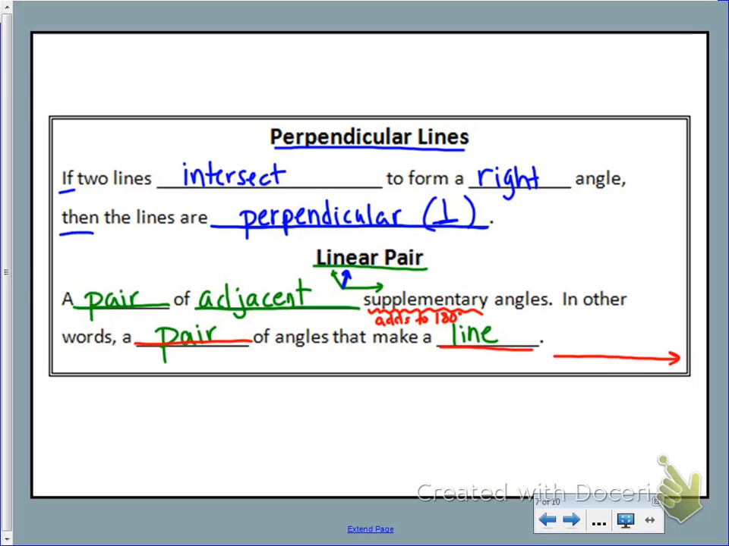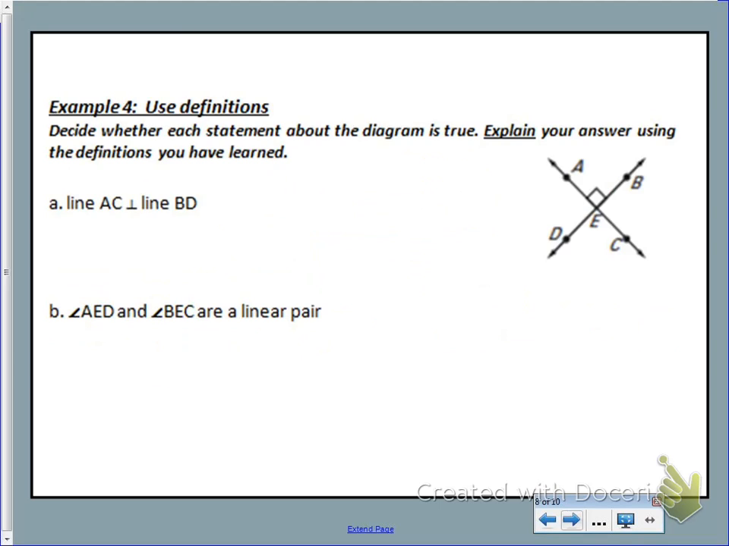So for example, if I were to draw my picture, these might be adjacent angles, but they do not make a line. Here's my line, and if I draw another side length for my angle side, then I know that angle 1 adds with angle 2 to make 180 degrees. This would be an example of a linear pair, a pair of angles that make a line. All right, let's see those definitions in an example. Example 4 says to use the definitions and decide whether each statement about the diagram is true. Explain your answer using the definitions you have learned.